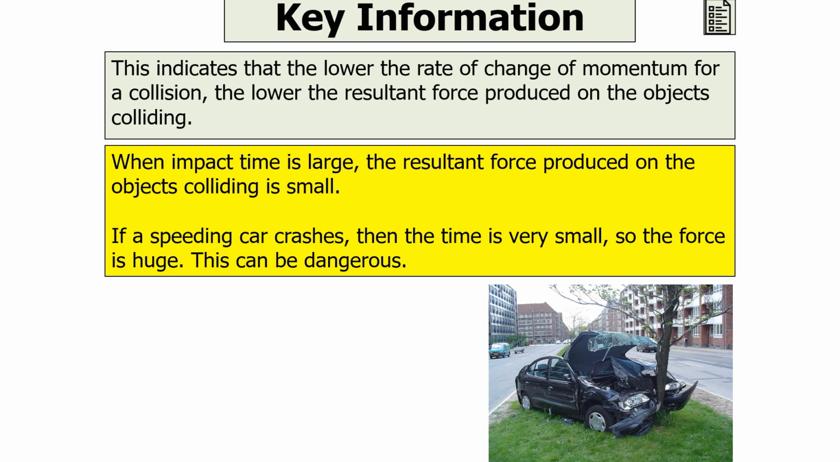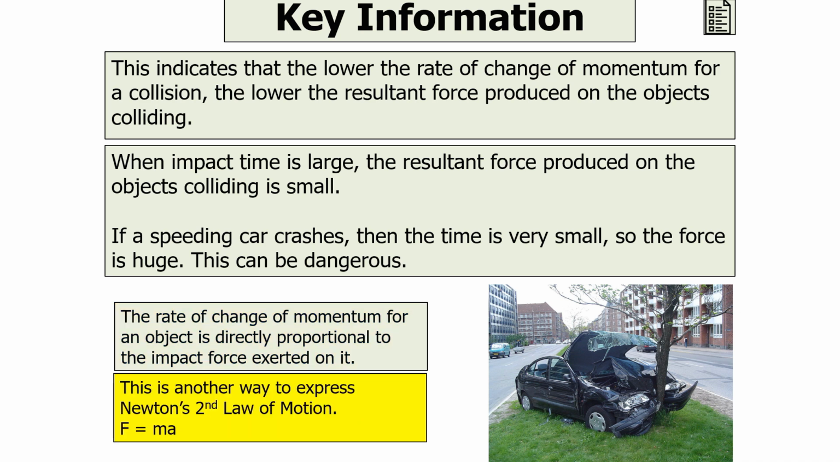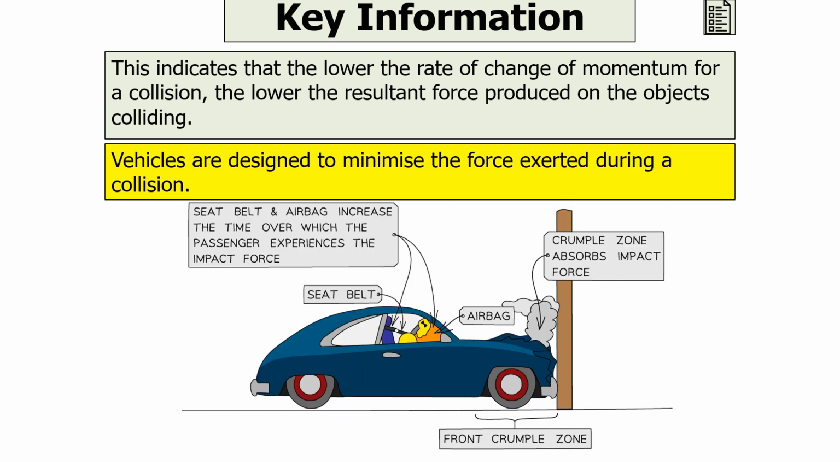So if a speeding car crashes, then the time of the collision is very small, so the force can be huge, so this can be very dangerous. It's important to remember that the rate of change of momentum for an object is directly proportional to the impact force exerted on it, which, as we said before, is another way to express Newton's second law of motion, F equals ma. Now in fact, vehicles are designed to minimize the force exerted during a collision.